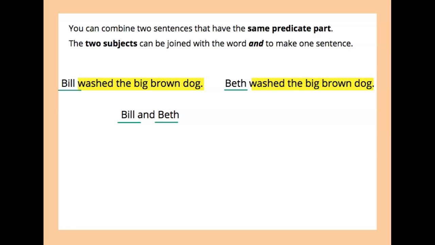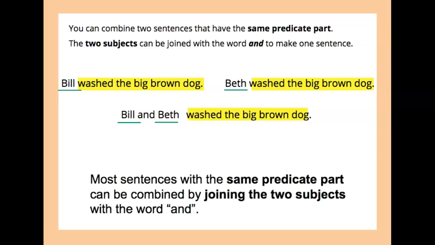What can we write as our predicate part? We can add the same predicate part from the two sentences. So the combined sentence will now say, Bill and Beth washed the big brown dog. Remember, most sentences with the same predicate part can be combined by joining the two subjects with the word and.